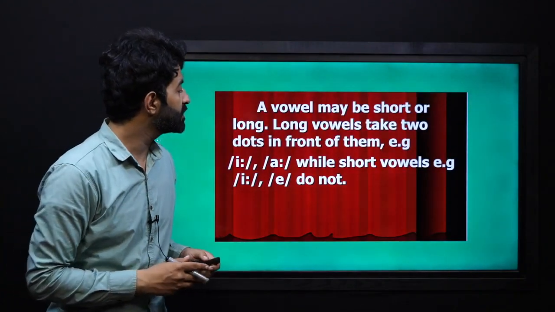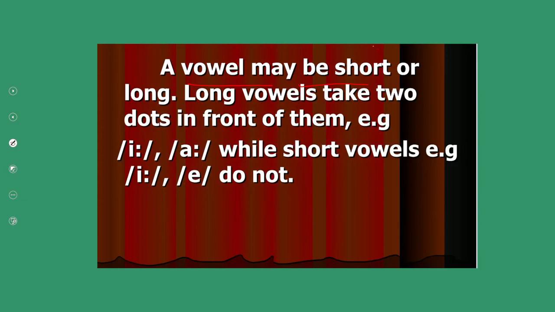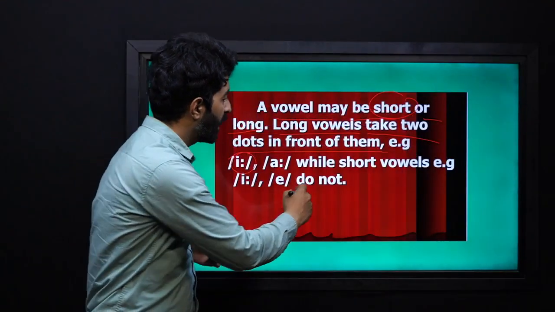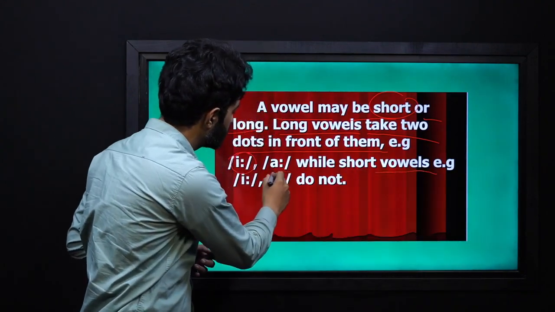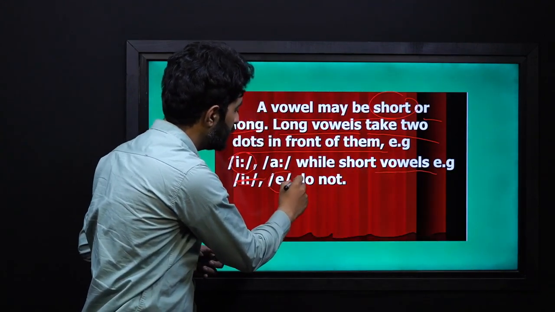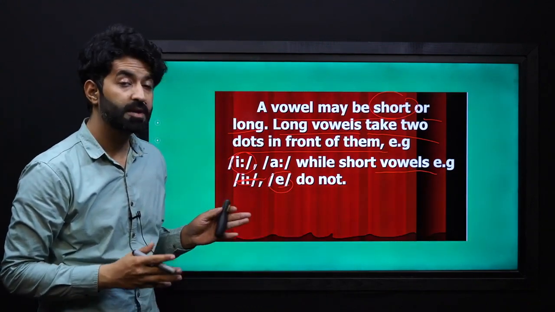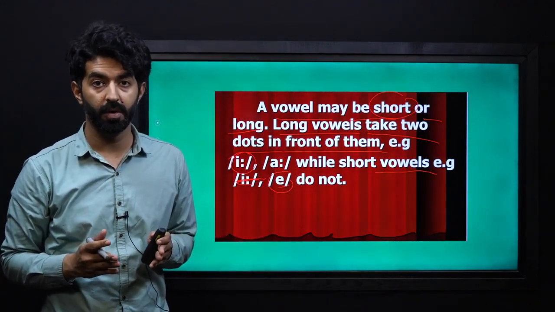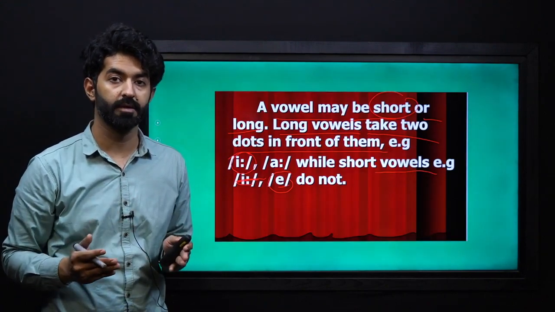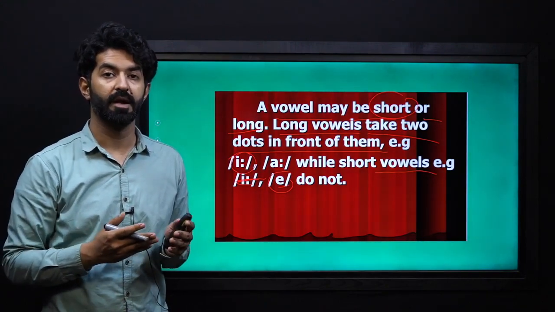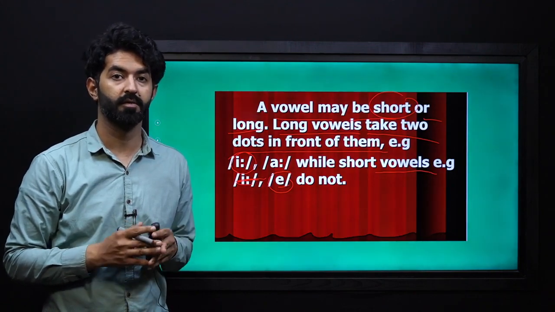So now, my dear learners, let's see, a vowel may be short or long. Long vowels take two dots in front of them like these. You can clearly see that these two dots are given with the indication of a longer vowel, while short vowels are having just simple E, for example, the simple letter, but it does not follow with any dot or with the two dots like the longer vowels.